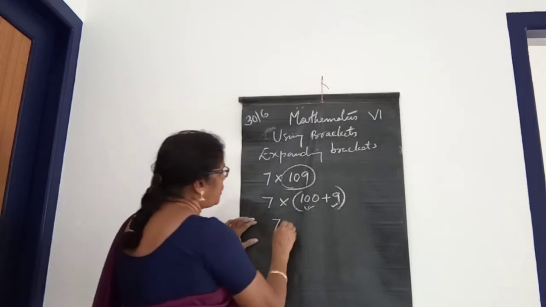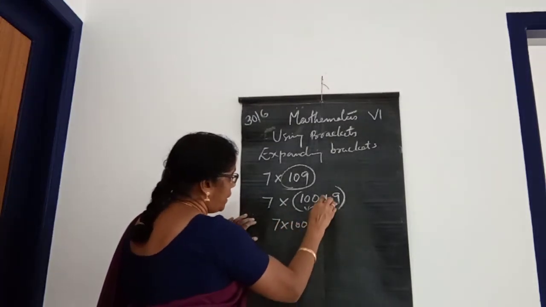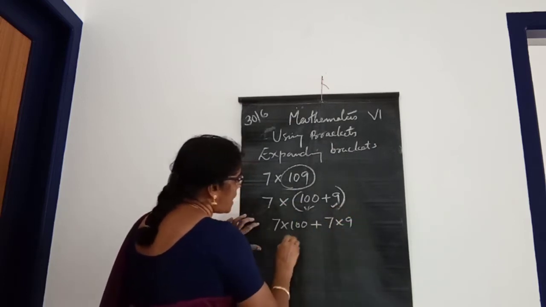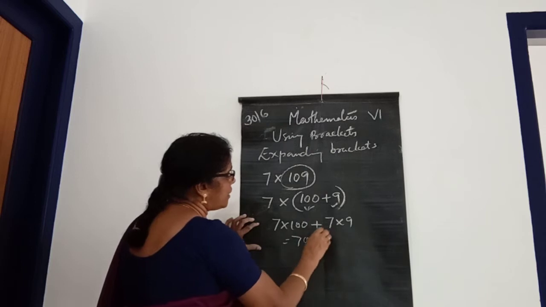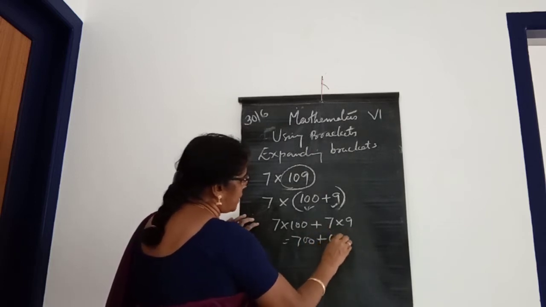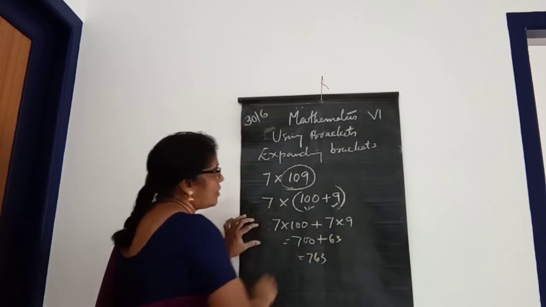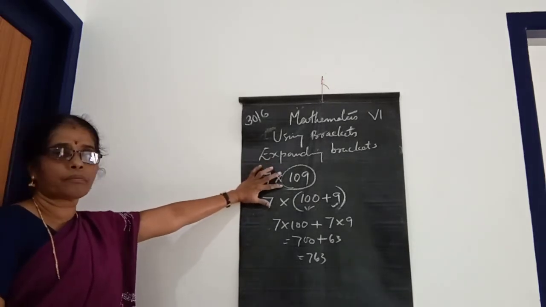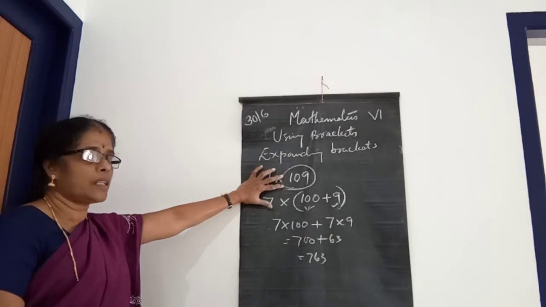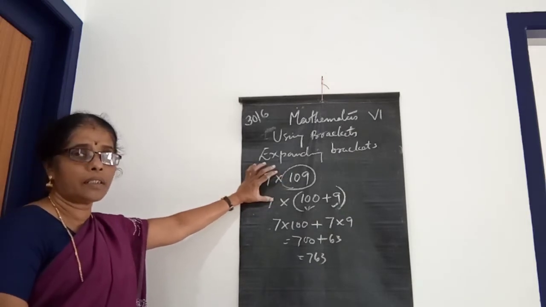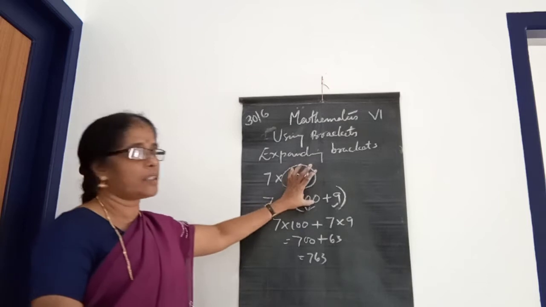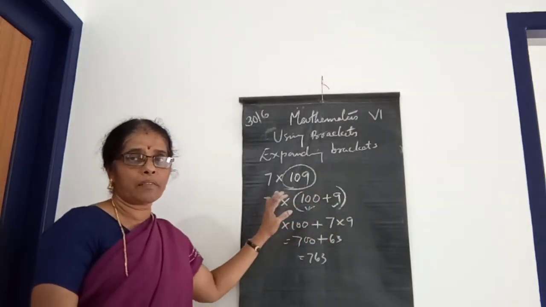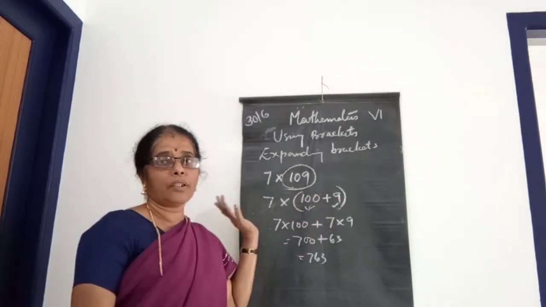So, 7 into 100 plus 7 into 9. Then the answer is 7 into 100, 700, plus 7 into 9, 63. So the answer is 763. First you have to expand this, split it as 100 plus 9, and multiply the outside bracket number with the numbers inside the bracket, that is 100 and 9. So you multiply 7 into 100 and 7 into 9.